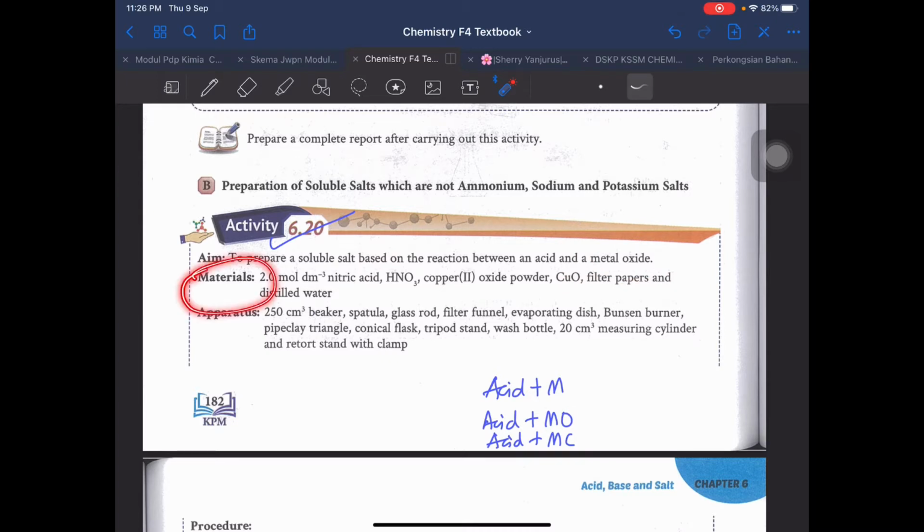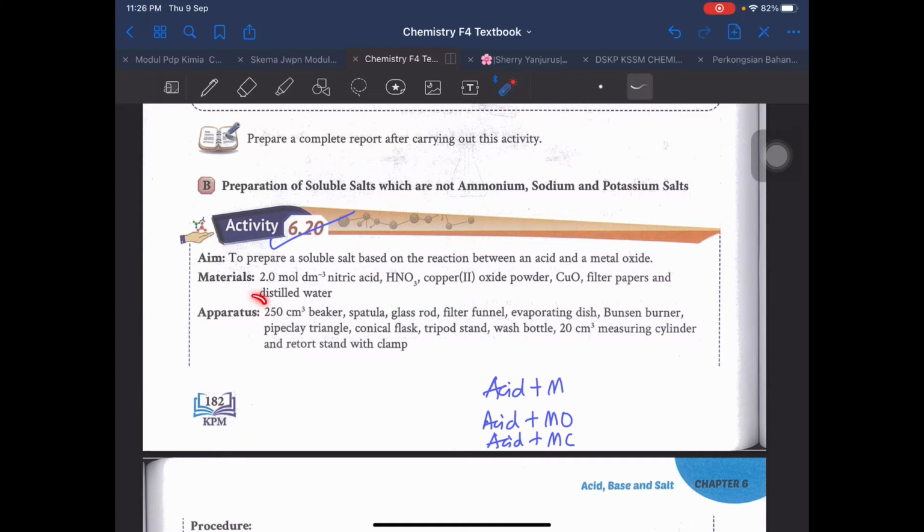Materials we need: acid, of course, 2.0 mol per cubic decimeter. And then we need copper oxide, kan? Because this one is between acid and copper oxide. So we need a powder. Apa jenis? Copper(II) oxide. You can use others as well. Dalam buku teks ni contohnya adalah copper oxide. Filter paper, you need that to keringkan, to dry the salt, and distilled water.